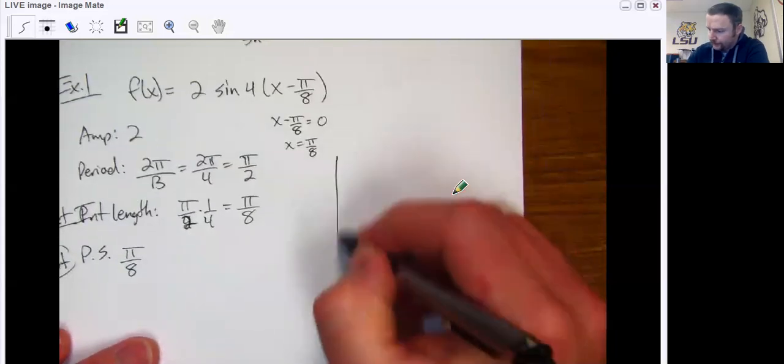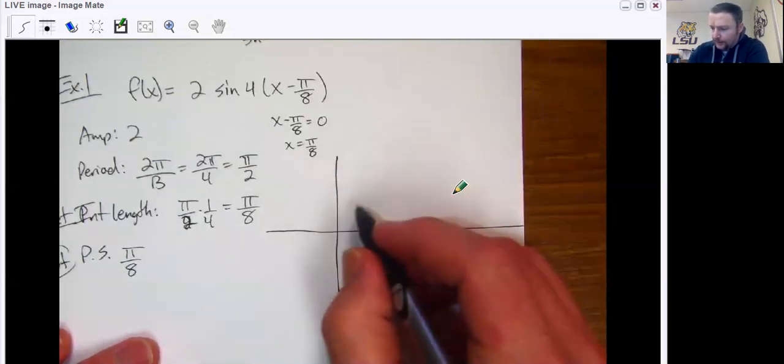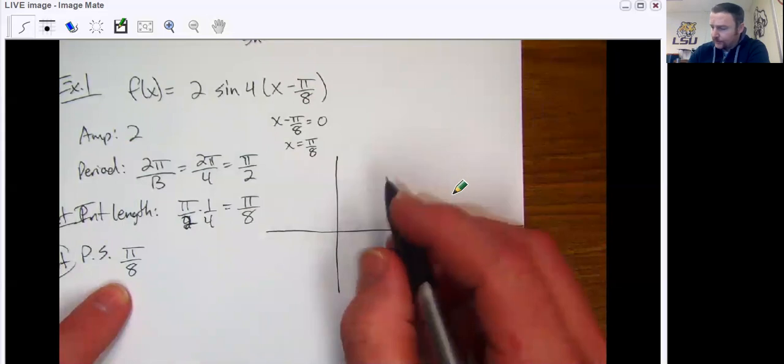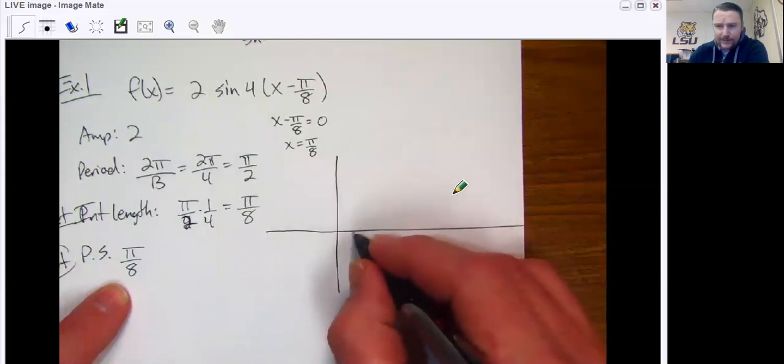So here we go. What is this going to look like? Pi over 8 is greater than 0. So I'm just going to start somewhere to the right of 0. It doesn't have to be too far.